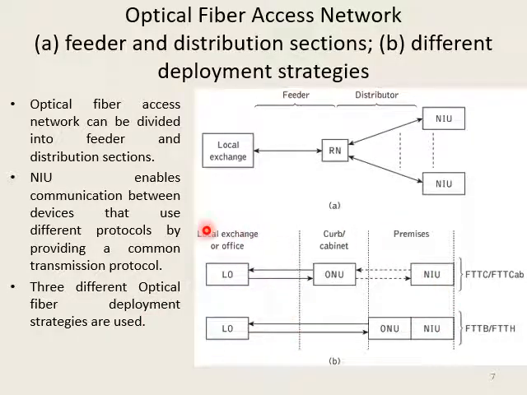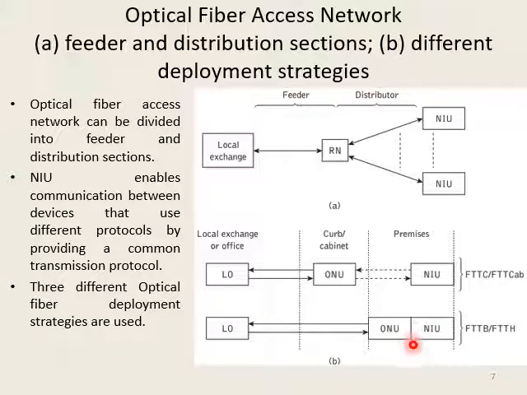So one layer I can define in terms of the local exchange, local office, which we can also call LO. Next we have the curb or cabinet, which consists of an ONU. However, that ONU can also be at the premises end, but in terms of the curb end, the ONU is nothing but the optical network unit, and towards the premises or user side we will have the NIU, that is the network interface unit.